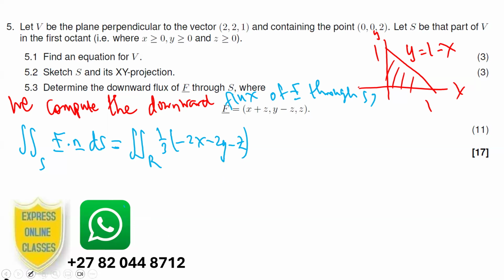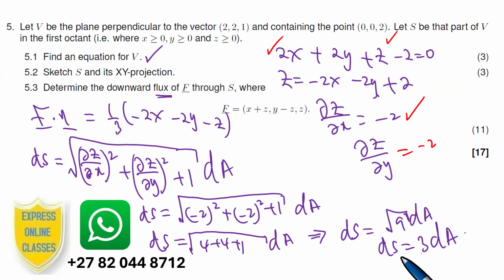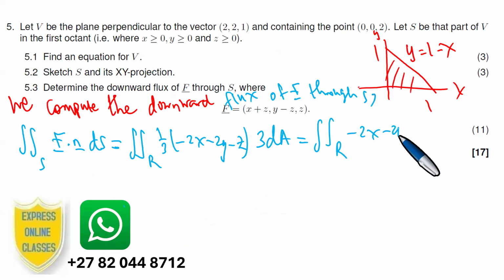What is dS? dS is 3 dA, according to this formula. So wherever dS appears, we're going to put 3 dA, meaning this 3 is going to cancel this 1/3. For the outward flux, we found the double integral over the region R of minus 2x minus 2y minus z dA.